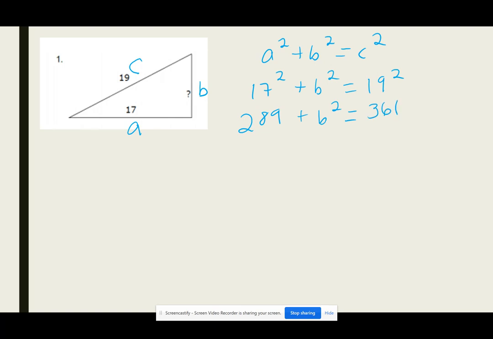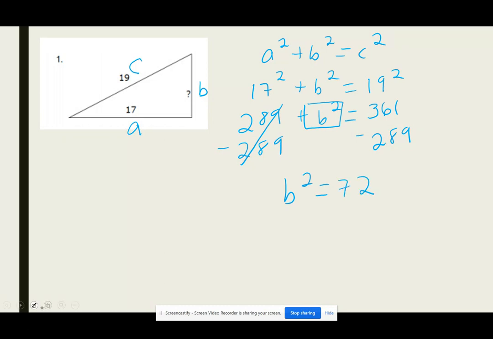If you notice, B squared is on the same side as 289. I need to get this B squared by itself. So this is just like a normal equation that you guys have been solving. To get B squared by itself, I have to subtract 289 from both sides. So B squared equals 361 minus 289, which is 72.